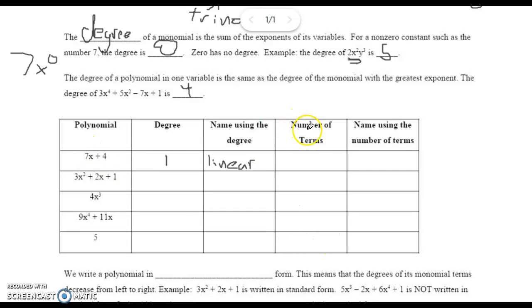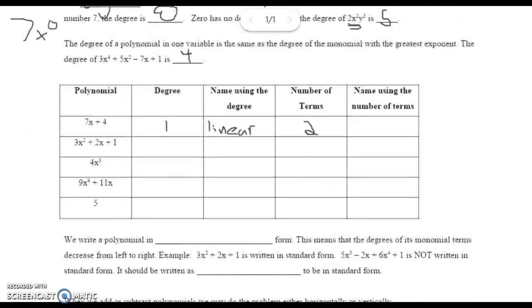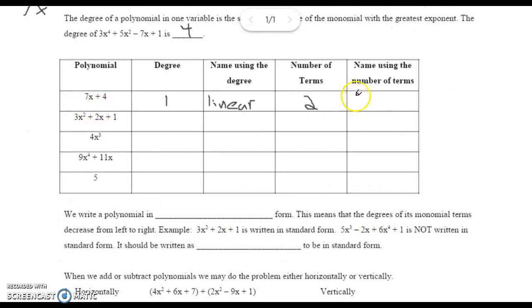The number of terms, there are 2 terms that make this up. There's a monomial 7x and 4. So this polynomial has 2 terms, which if we use those names we looked up at the top, binomial and trinomial, because there's 2 terms, this would be a binomial. And once again, my wonderful handwriting here. So that's one of these. That's kind of what you expect to do in this chart.